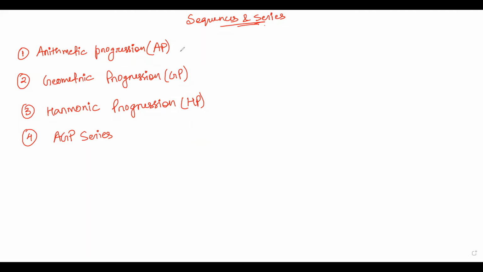In the sequences and series topic, first we'd be seeing what a progression is, which is defined as a series of numbers arranged in a predictable pattern. A progression can be generally classified into three different types: arithmetic progression (AP), geometric progression (GP), and harmonic progression (HP). We would be seeing these three progressions individually and how we can find the nth term and the sum of n terms of these three progressions.